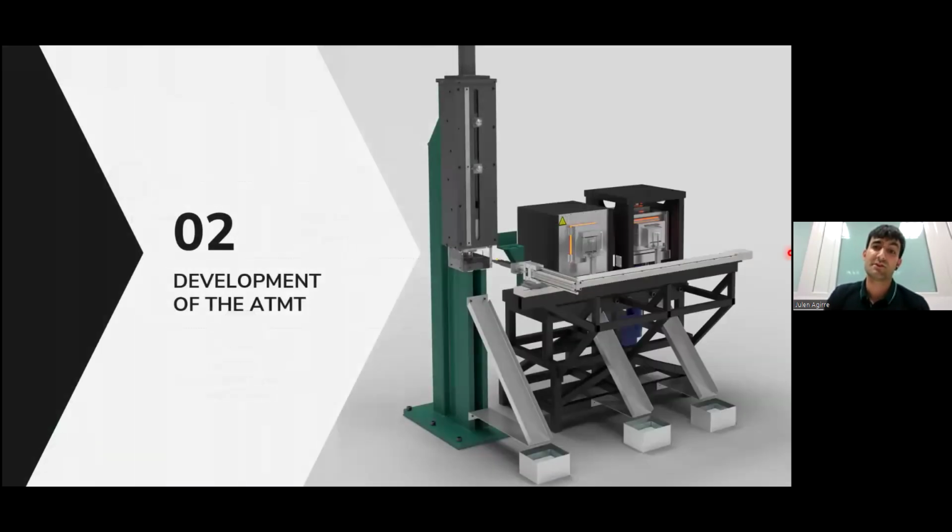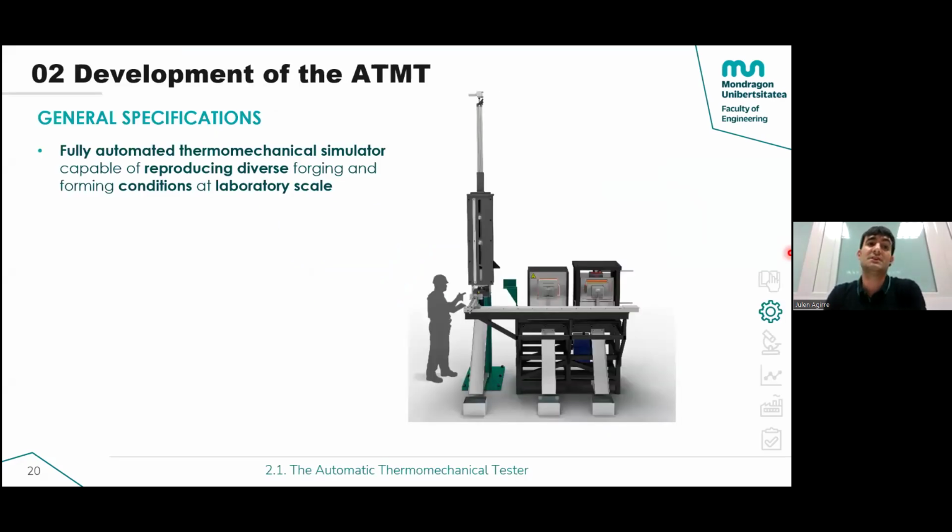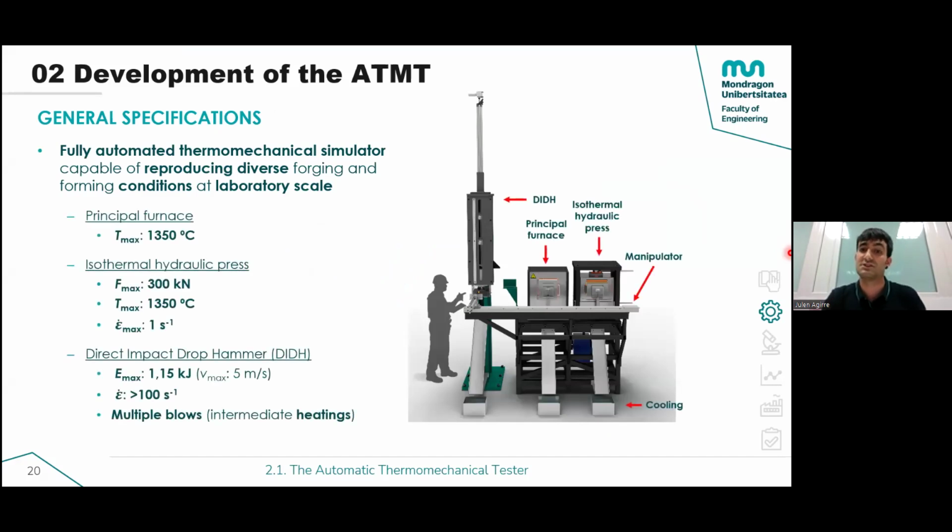Let me present the automatic thermomechanical tester we developed through my PhD from zero. This machine is a fully automated thermomechanical simulator capable of reproducing diverse forging and, in general, forming conditions at laboratory scale. It consists of a principal furnace, an isothermal hydraulic press for low strain rate testing, and the direct impact drop hammer, which is the main novelty of the machine we developed for intermediate strain rate testing, with strain rates up to 100 or even more.